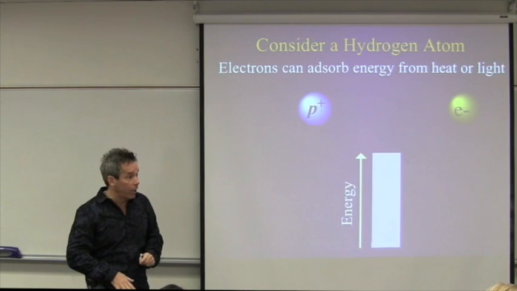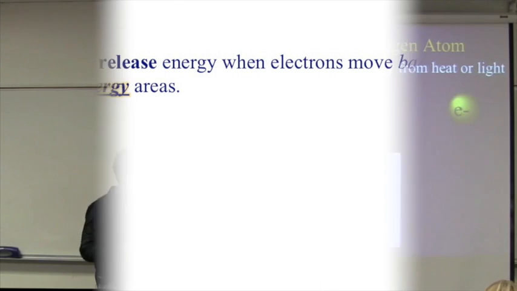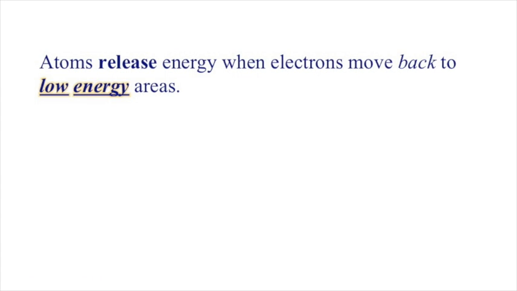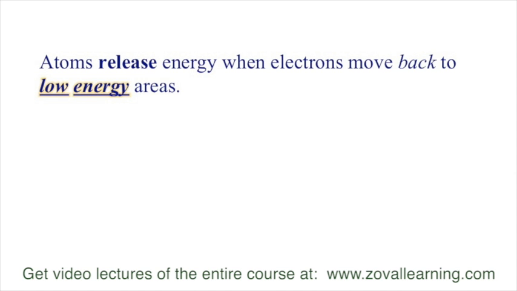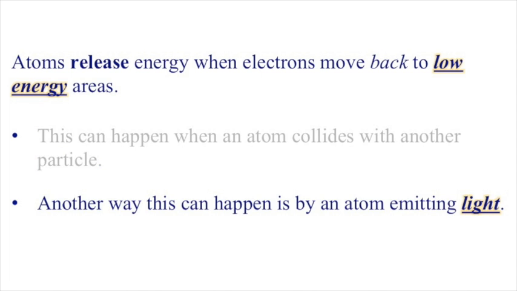Now, nature wants everything to be in the lowest possible energy. So if there's any way that atom could give off that energy, it will. How do atoms give off energy? Atoms release energy when electrons move back to low energy areas. This can happen when an atom collides with another particle. Another way this can happen is by an atom emitting light. And it's this emitted light that scientists study to learn about electrons and where they're located.